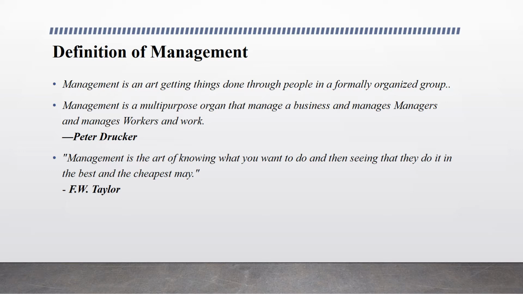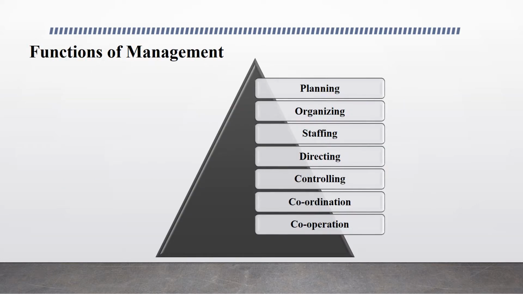They are called managerial functions and basically consist of 7 elements, that is planning, organizing, staffing, directing, controlling, coordinating, cooperation. Let's understand these functions in detail. According to Henry Fayol, the father of principles of management, has classified managerial functions as planning, which includes forecasting, organizing, commanding, coordinating, and controlling.